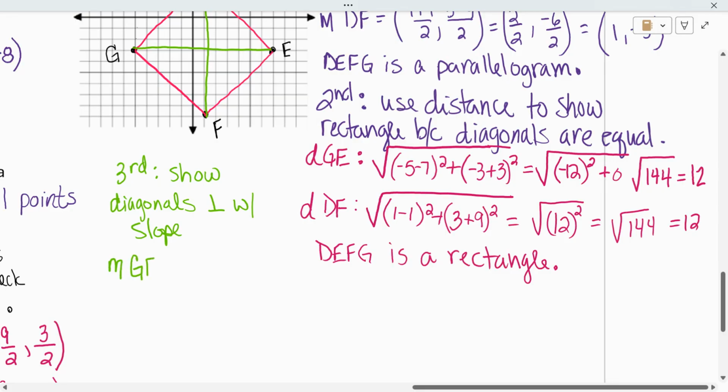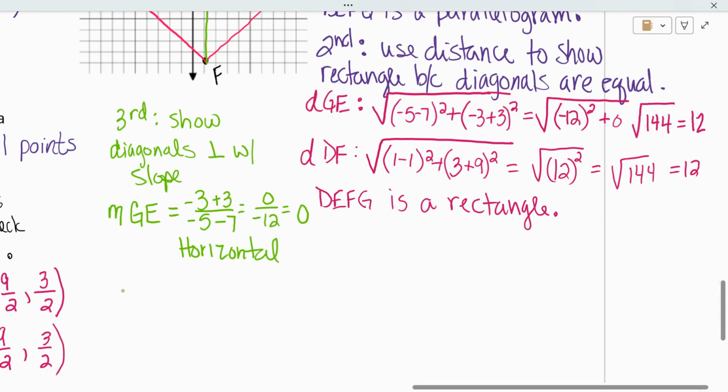So the slope of GE. Well, let's see. The slope of GE, negative 3 minus a negative 3, which is plus, all over negative 5 minus 7. So negative 3 plus 3, well, that's 0 over negative 12. Well, 0 divided by negative 12 is just 0. So the slope of GE is 0, which means that it's a horizontal line. I love that.